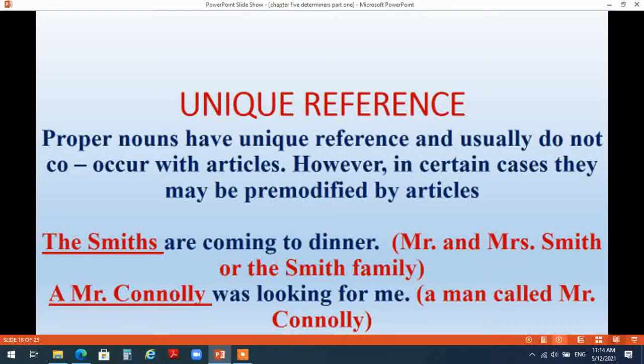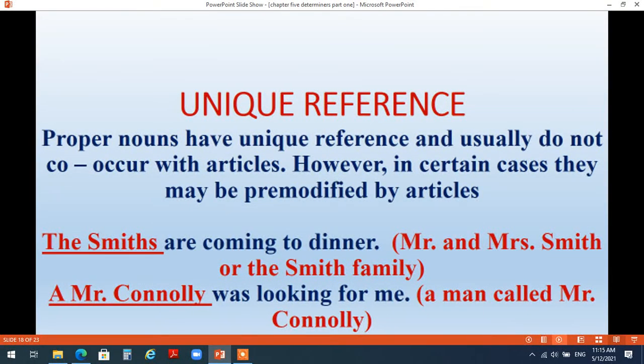Proper nouns have unique reference and usually don't co-occur with articles. إذن أسماء العلم عادة يكون لها إشارة يعني ليس لها مثيل، أو نستخدم proper nouns أو أسماء العلم للإشارة مثلا إلى أشخاص محددين أو أماكن محددة. فعادة لا حاجة لاستخدام أي أداة تعريف مع أسماء العلم. However, in certain cases they may be premodified by articles. لكن هذا لا يمنع أنه في بعض الحالات نلاحظ استخدام أداة تعريف مع اسم العلم.